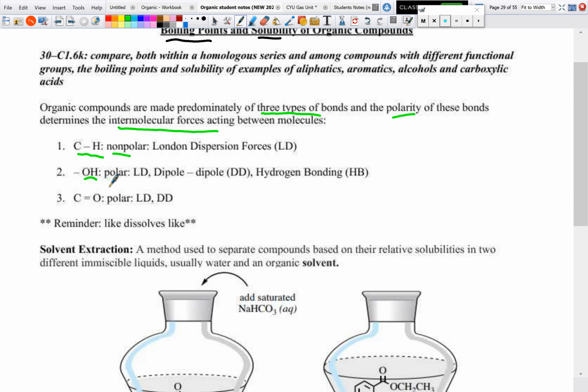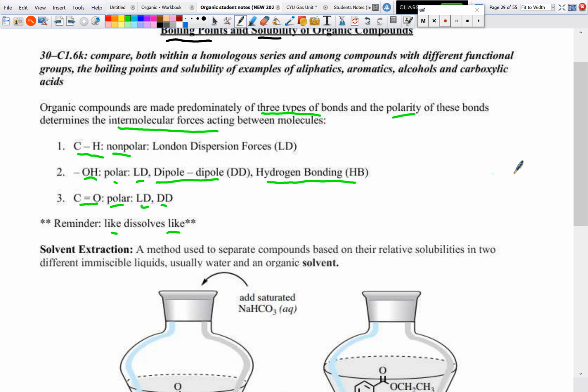If we see our hydroxyl functional group showing up, like in our carboxylic acids and our alcohols, of course this OH is going to be a very polar group, so we have our London dispersion, dipole-dipole, and hydrogen bonding. These are the strongest intermolecular forces. And finally, if we see that C double bond O, or the carbonyl functional group, these are just normal polar. There is no hydrogen bonding, so it's just London dispersion and dipole-dipole.